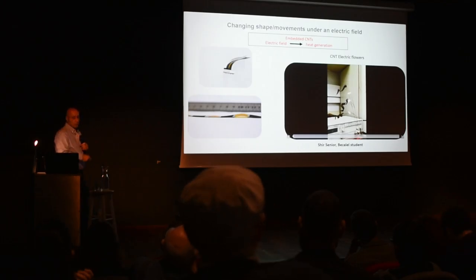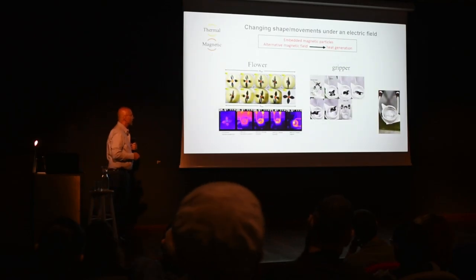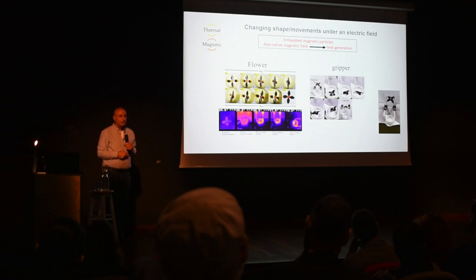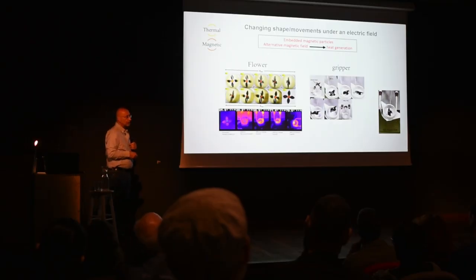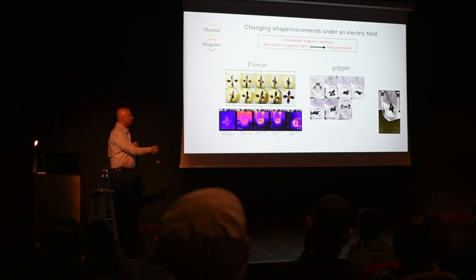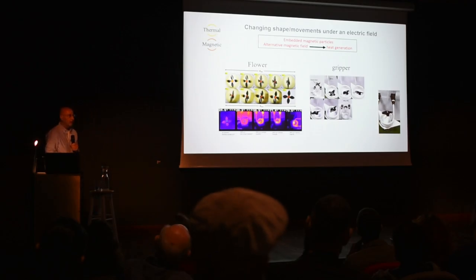So again, we saw bending of carbon nanotubes. We can also make grippers that work under a magnetic field. For example, if we make a magnetic material and apply an alternating magnetic field, the friction will cause local heating. If we have heating, again we will have bending, and you can see here a smart gripper that can pick up a very lightweight object.